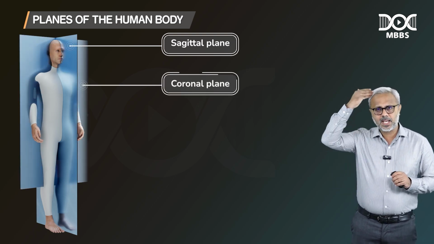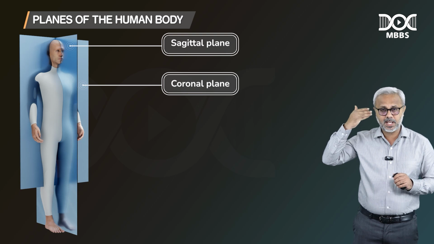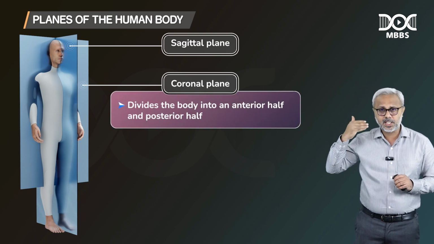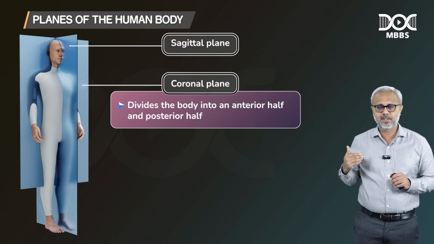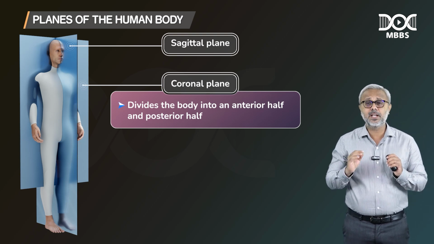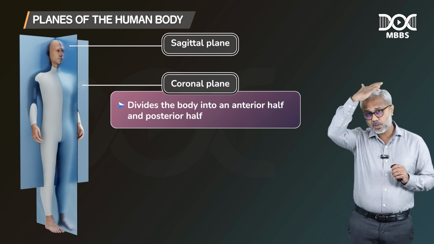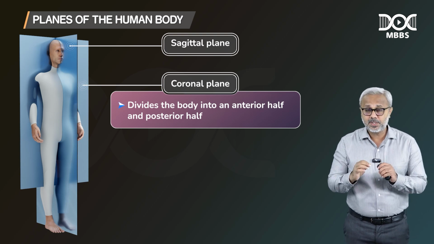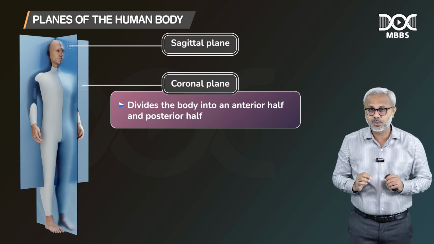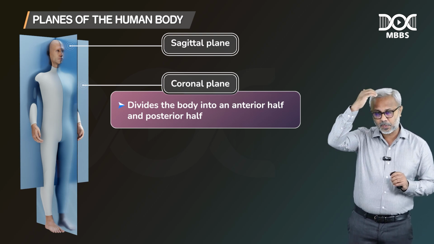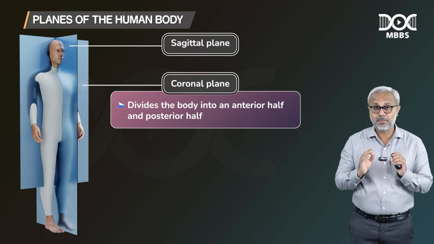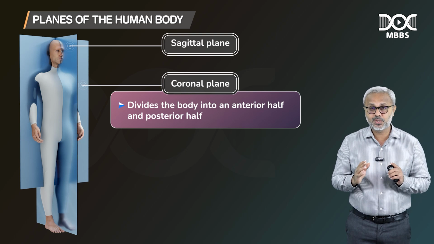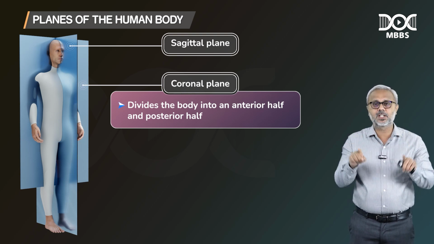So coronal plane is again a vertical plane which will divide the body into an anterior half and posterior half, right? This is called the coronal plane because it passes through the coronal suture. Now can you tell me what is the literal meaning of coronal suture? Sagitta means arrow. Corona refers to, remember the COVID virus? Remember the coronavirus? Why was it called so? Because its appearance is like a crown.